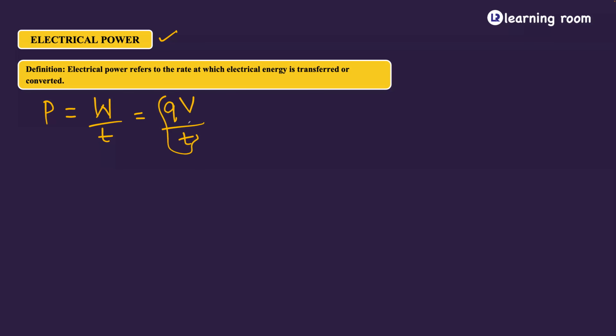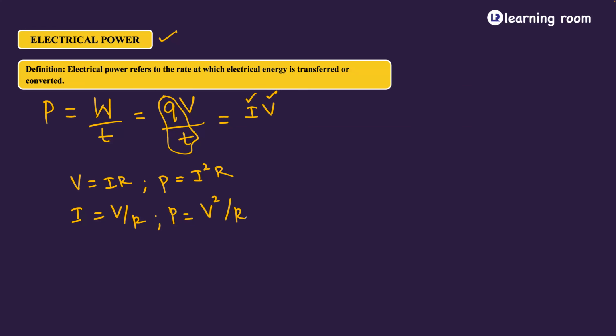So what is this Q by T called? You can call it I multiplied with V. That is why mathematically electrical power can also be written as the product of potential difference and current. The product of potential difference and current is also called electrical power. So we know this, right? When you substitute V is equal to IR, you will get power is equal to I square R. When you substitute I is equal to V by R, you get power is equal to V square divided by R. It keeps changing, right? You can use either of them to solve the problems.